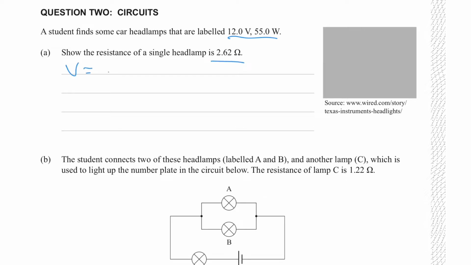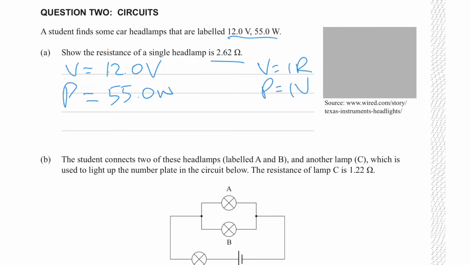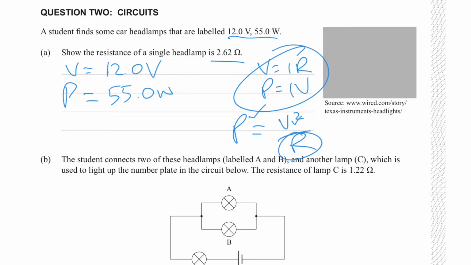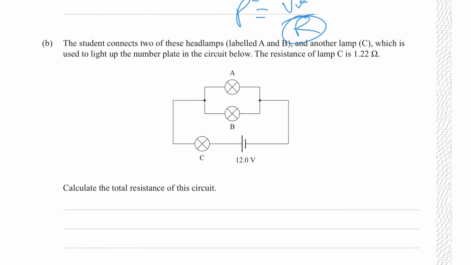The voltage, 12.0 volts. The wattage, which is the power rating, is 55.0. You know you've got your old Ohm's law, V equals IR. You've got your power, P equals IV. In this case, we don't have the current, so we want to combine these two equations together to go P equals V squared over R. We can substitute in V, we can substitute in P, rearrange for R, and we'll hopefully get that 2.62 ohms.